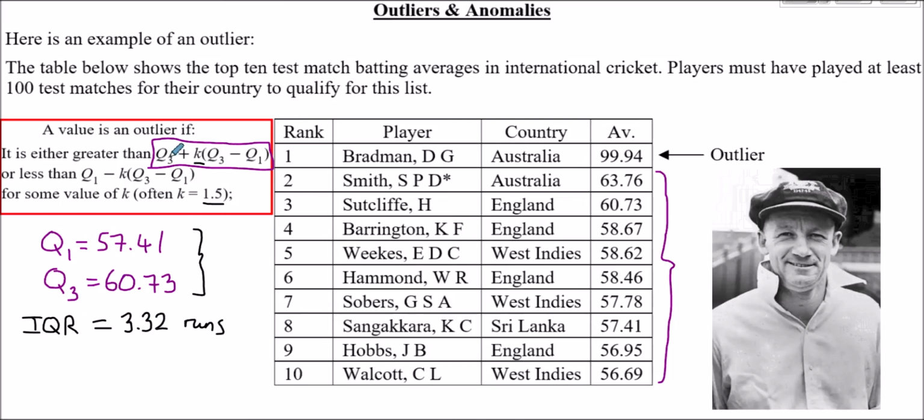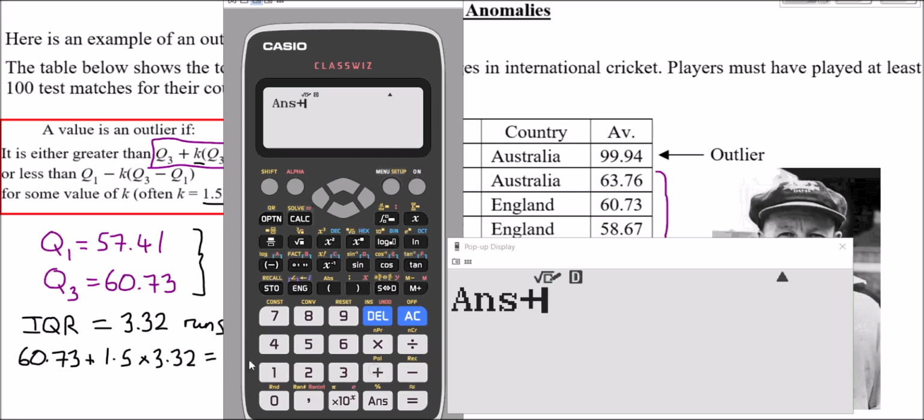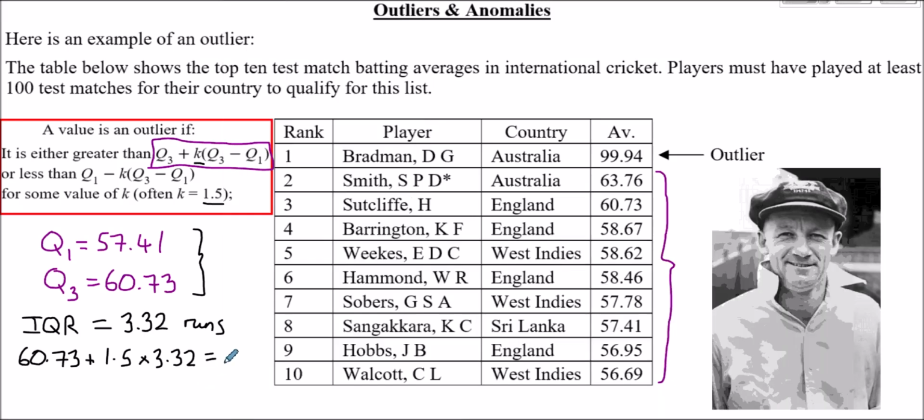So based on this definition, an outlier would be anything which is Q3, 60.73, plus 1.5 multiplied by this interquartile range. So if we work this out, so that's 3.32, multiply it by 1.5, and add on 60.73. So an outlier would have been anything greater than 65.71.